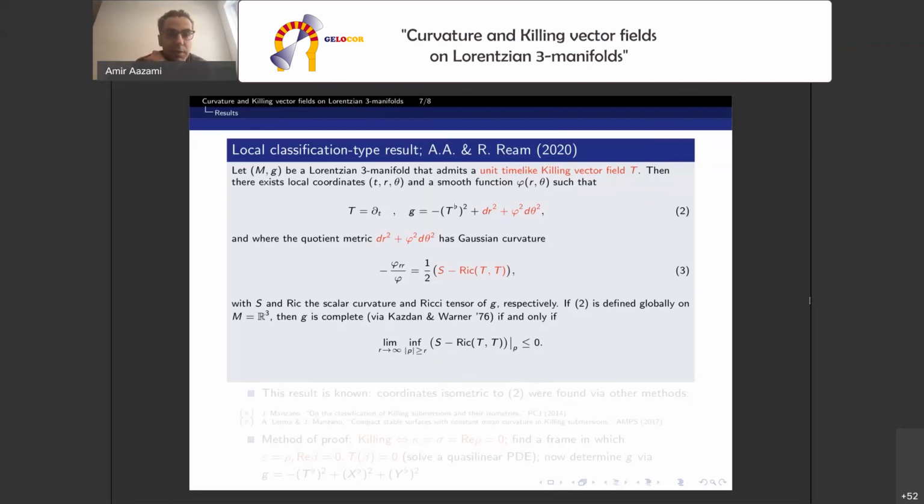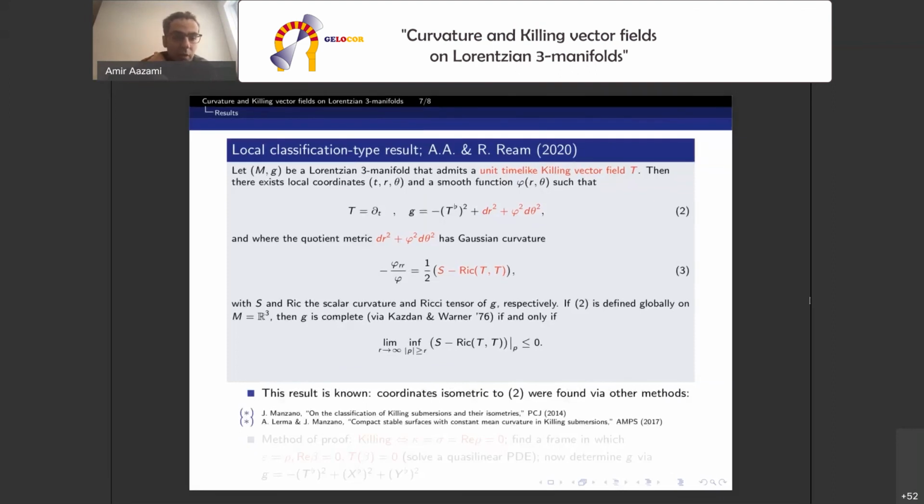The most important thing I want to say about this result is that it's in fact already known. Coordinates isometric to 2 were found by other methods, by Lerma and Manzano. They were in fact studying minimal surfaces, looking at submersions over surfaces whose fibers are the integral curves of a Killing vector field. And in fact, they have a formula somewhat more general than our equation 3 here. So theirs is the more general result found by other methods.